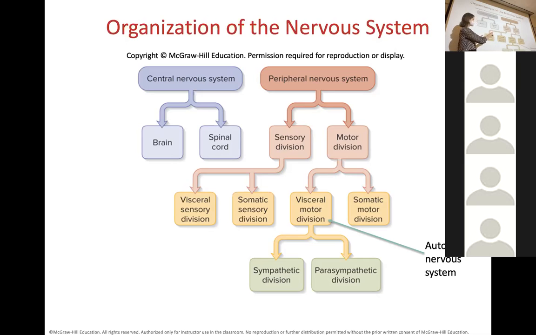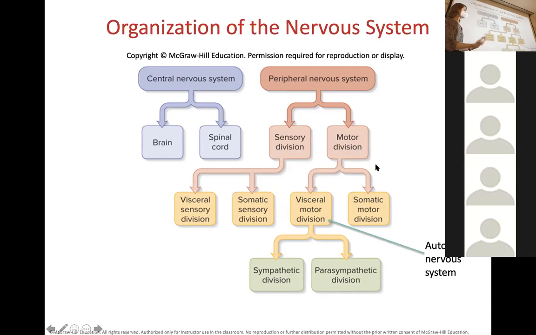Each of those break down into essentially the same two subdivisions. So the sensory division breaks down into the visceral and the somatic. So internal organs versus skeletal muscles. Motor division, same thing, visceral versus somatic. So for you guys here, visceral, somatic, under each of these initial divisions of the peripheral nervous system.